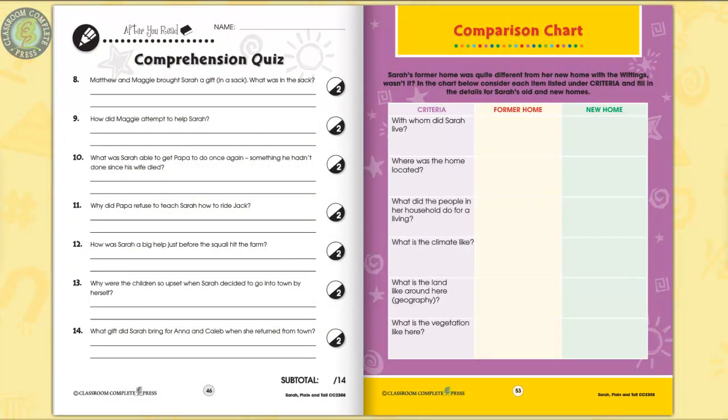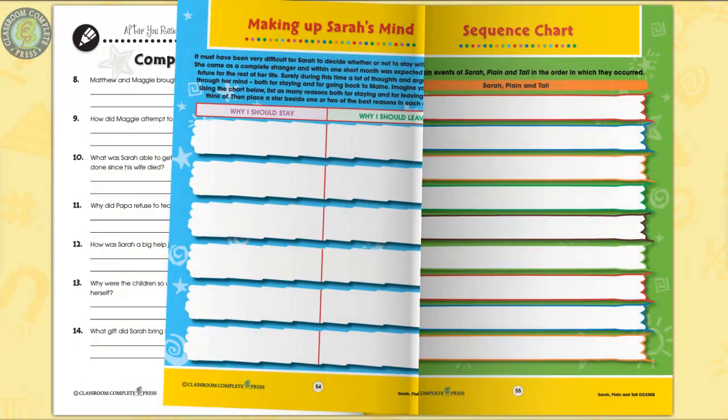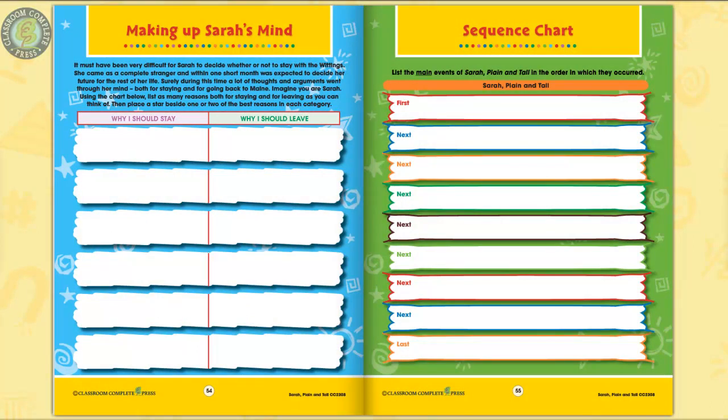3-color posters, which are graphic organizers, complete the resource. One lists the main events of the story in the order in which they occurred.